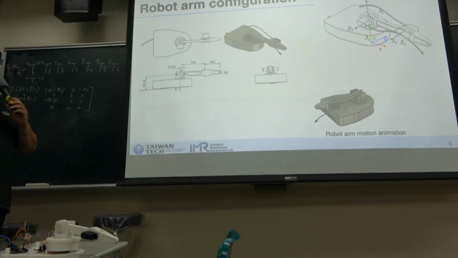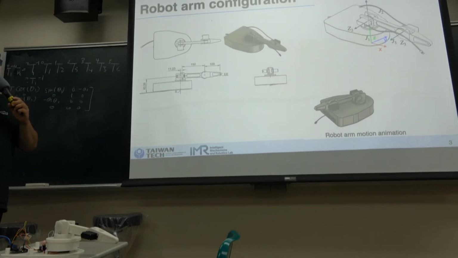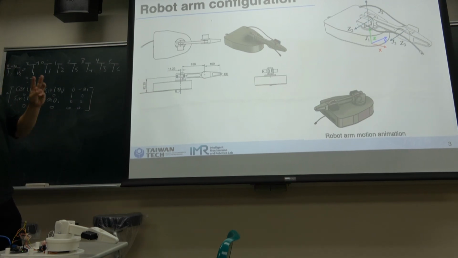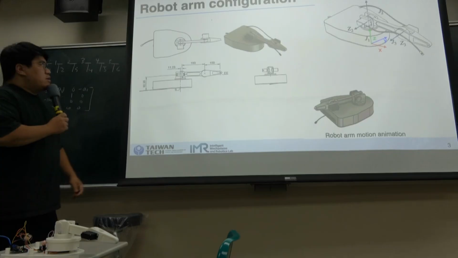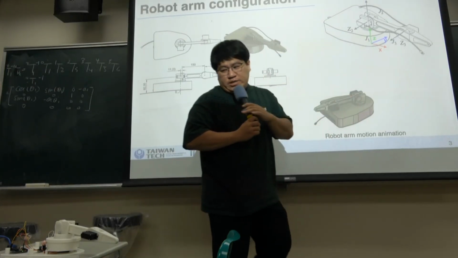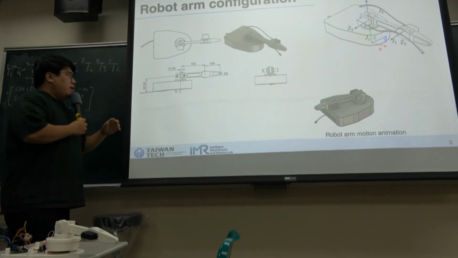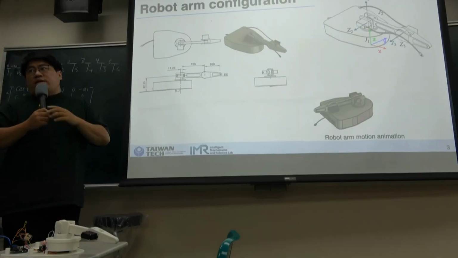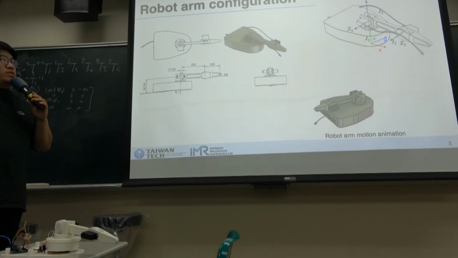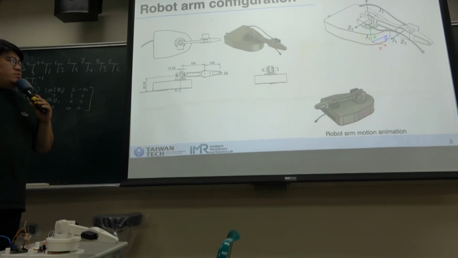Okay, so first we can see this robot arm. This robot arm has three joints. The first joint is this. It can rotate about this axis. And here are the dimensions. You can find the worksheet of today's practical on Moodle right now. So you can download the materials right now.